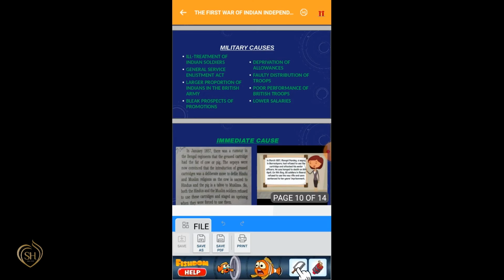Sixth point, faulty distribution of troops. Places of strategic importance like Delhi and Allahabad had no British armies and were wholly held by the Indian soldiers. We already discussed that the number of British soldiers was less than Indian soldiers. So, in the strategic places like Delhi and Allahabad, there were no English soldiers in the British Army. Only Indian soldiers were there.